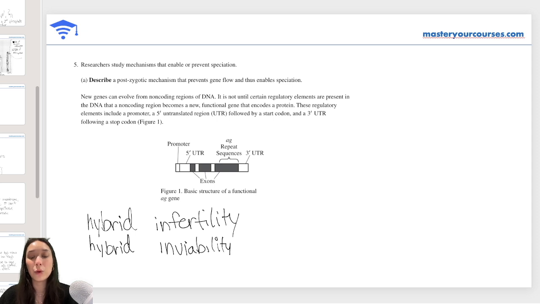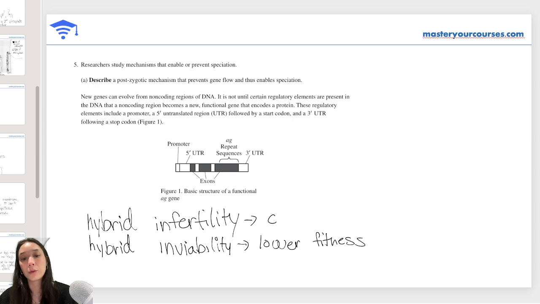So this would be when the hybrids are at a much lower fitness. So either they die in infancy, they die as an embryo, or they're born but they're not as fit for the environment. So we'll just put here that it would be lower fitness of the offspring. Can't reproduce would be infertility. And again, you only had to put one of these.